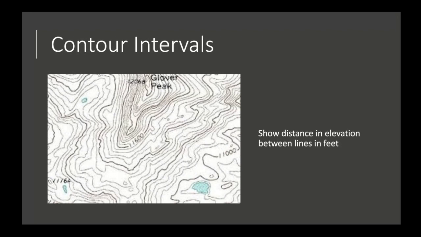Contour intervals are going to show the distance in elevation between those lines in feet or kilometers or whatever the map is using. So the contour interval is going to be between that index line and the next contour line and the contour line after that. It's the difference in elevation between those lines. And this contour interval is always going to be the same for each contour line.